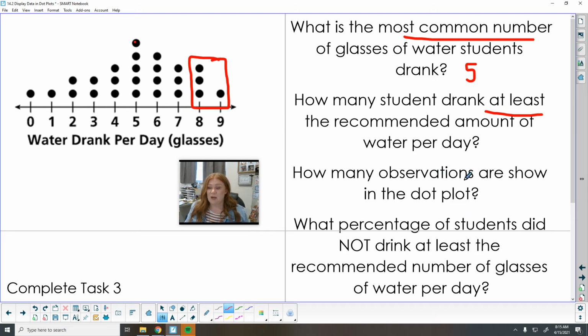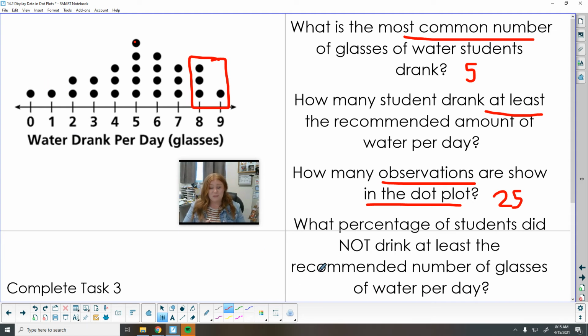So now it wants to know how many observations are shown in the dot plot. So observations all together. So we just count each of the dots. So go ahead and do that. So I got 25. Hopefully that is what you got. So here's 4, 5, 6, 7, 8, 9, 10, 11, 12, 13, 14, 15, 16, 17, 18, 19, 20, 21, 22, 23, 24, 25. Okay.